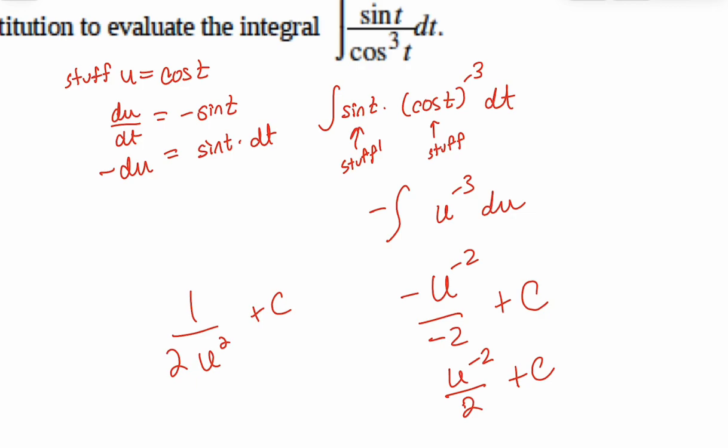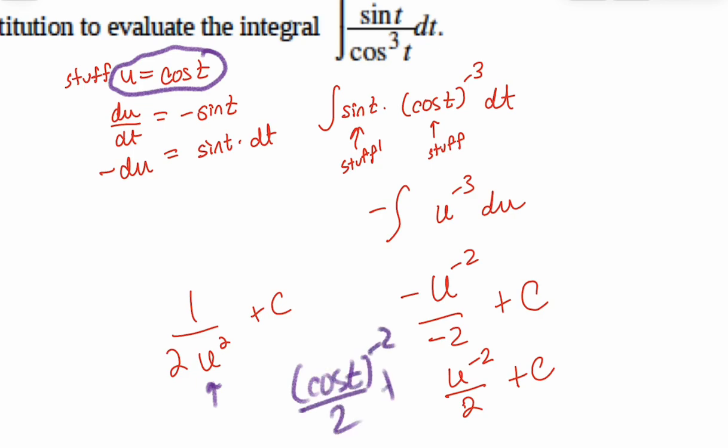One way or the other, let's stick our u back in. Remember, our u is equal to the cosine of t. So our final answer, you could either write the cosine of t to the negative 2 over 2 plus c. That's one option. Or you could write it as 1 over 2 cosine squared of t plus c. Either way is acceptable. It doesn't matter to me.